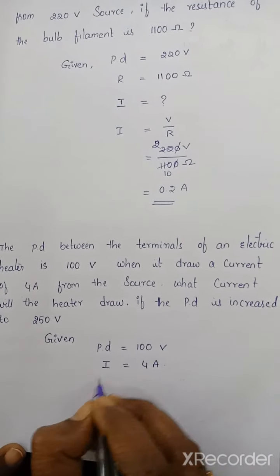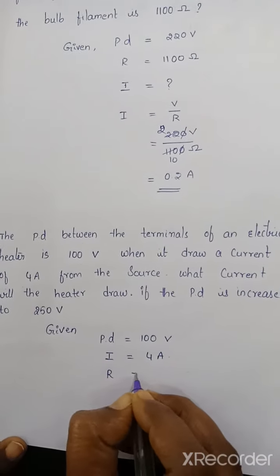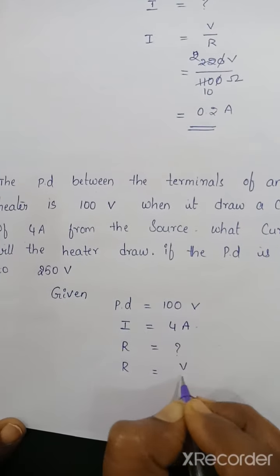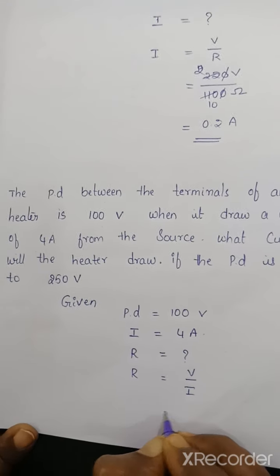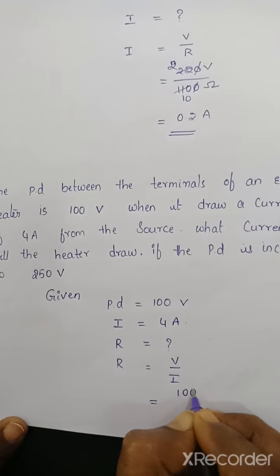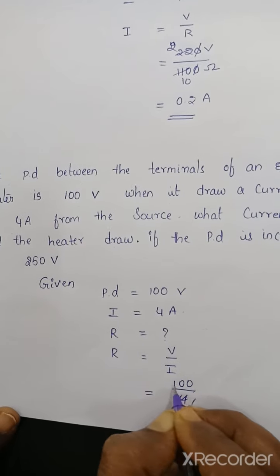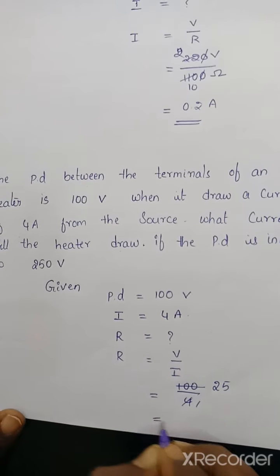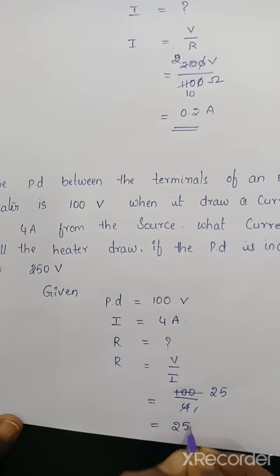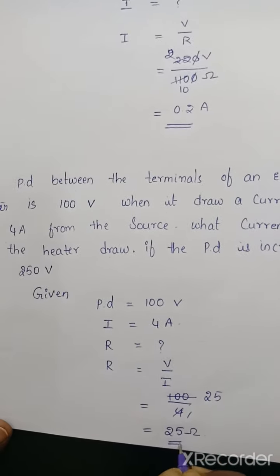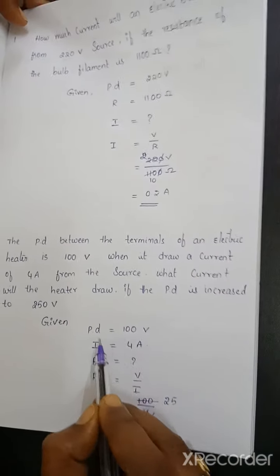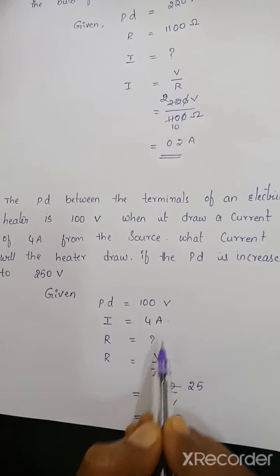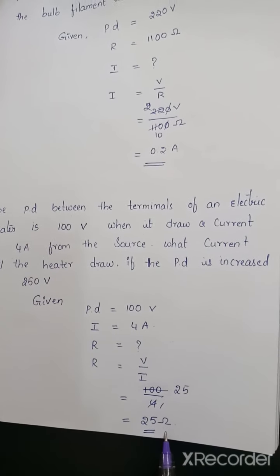First find the resistance, that is R. What is the R formula? R equal to V by I. Substitute the values, that is 100 by 4. 4 ones are 4, 4 fives are 20, 5s are 100. So R is 25 ohms. If the potential difference is 100 volts and the current is 4 amperes, the resistance comes to be 25 ohms.